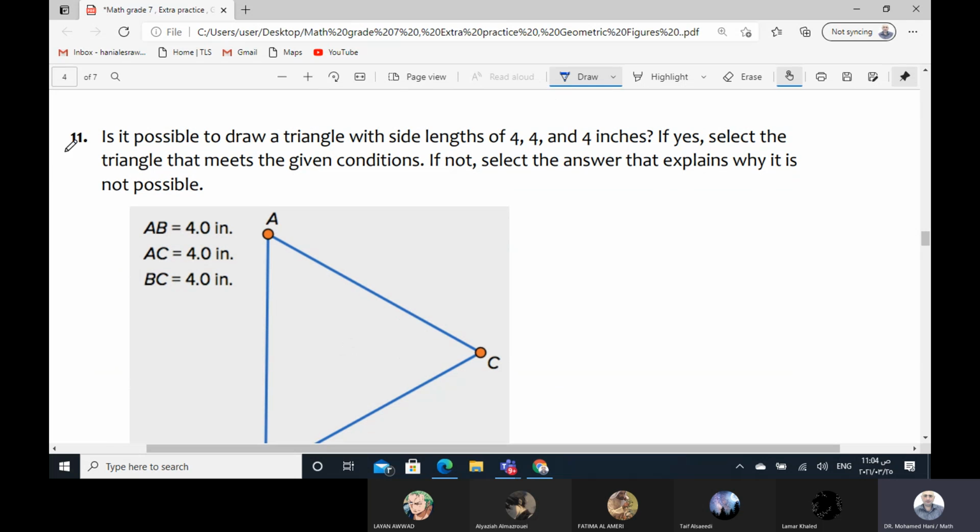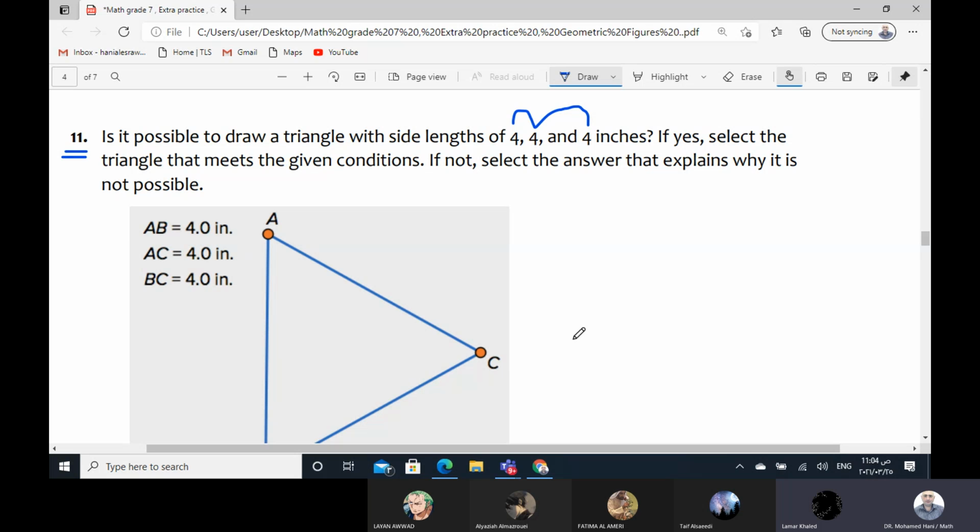Who can read exercise number 11, please? Yes, Leah. Is it possible to draw a triangle with side lengths of 4, 4, and 4 inches? If yes, select the triangle that meets the given conditions. If not, select the answer that explains why it is not possible. Here you have three sides, 4 and 4 and 4. Is it possible to create a triangle here or not, and why?